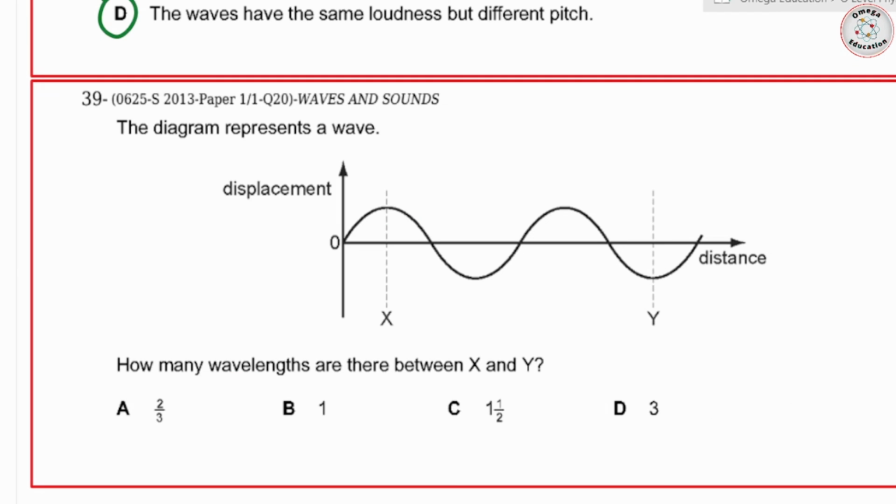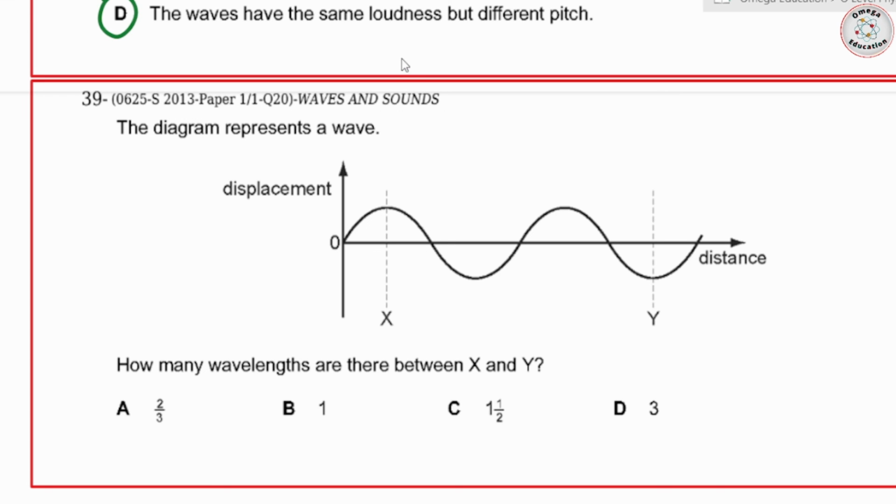Alright, so we start off with this one question, number 39. The diagram represents a wave. How many wavelengths are there between x and y? We are provided with 2 points, point X and point Y. And then the question is how many wavelengths are there between point X and point Y?